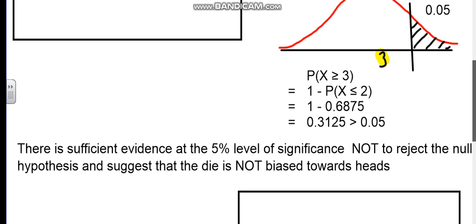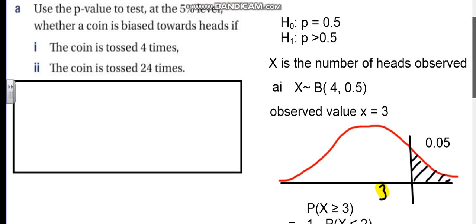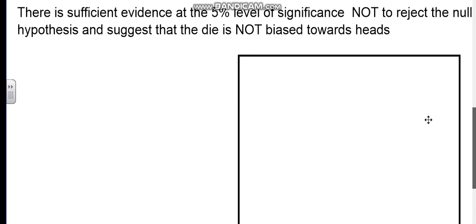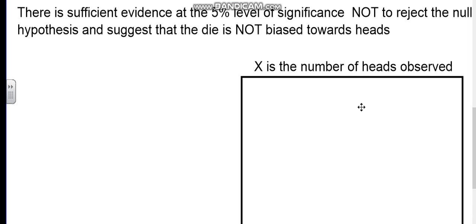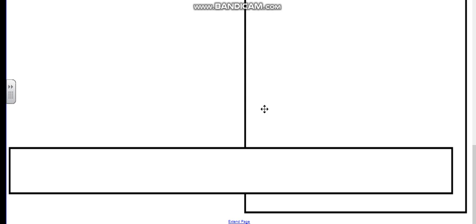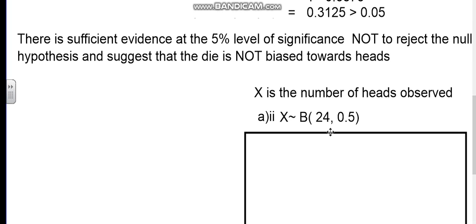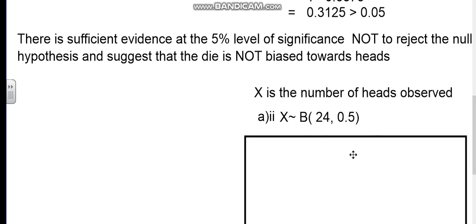So the second part of that question was to look at the same thing, but with n as 24, having it tossed 24 times. So it's the same idea, same proportion. X is the same number of heads was observed, same hypothesis, but the binomial distribution has changed because it's now 24 and 0.5. So same as we did before.